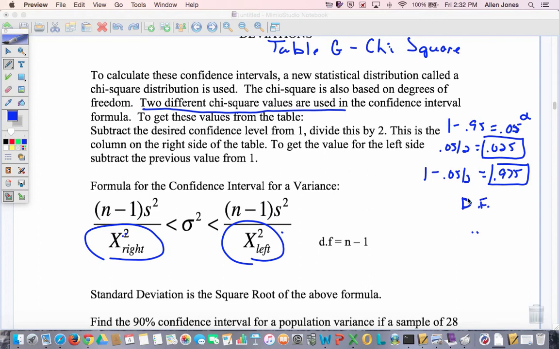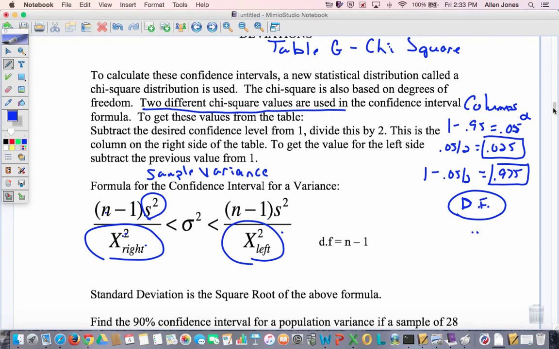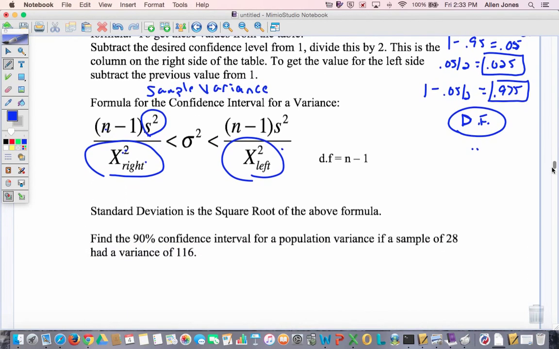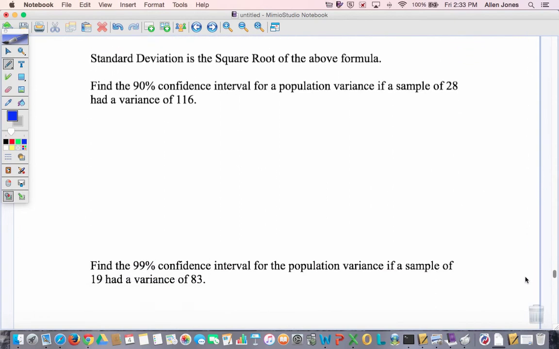We have to find our columns. This is the process to find the columns to use at the top of the table, and then we use that along with our degrees of freedom to find these critical values. Going backwards here, n is our sample size, and s squared is our symbol for sample variance. Hopefully we recall that from Chapter 3, but s squared is our sample variance. Other than that, the formula itself should be pretty straightforward, just knowing that we're using a different table and how to use that table.